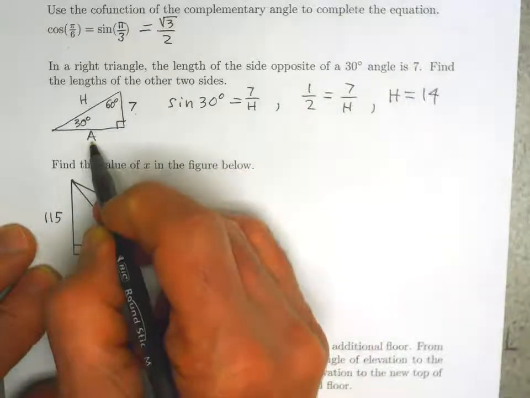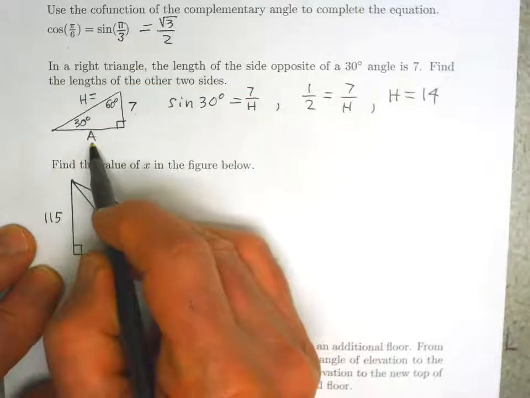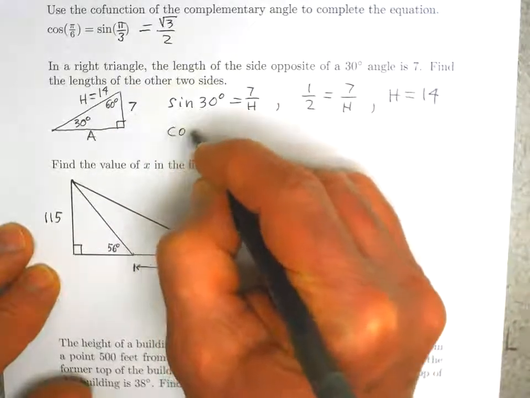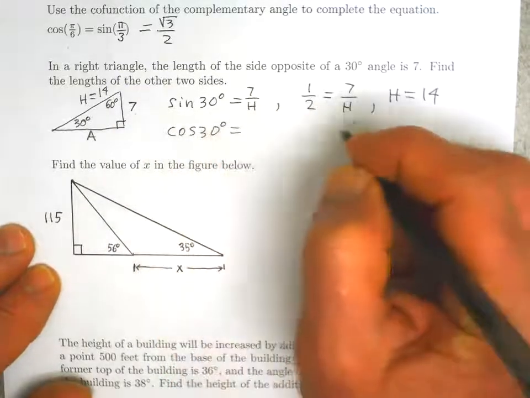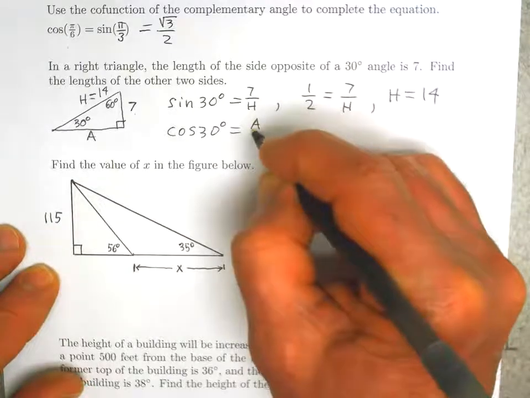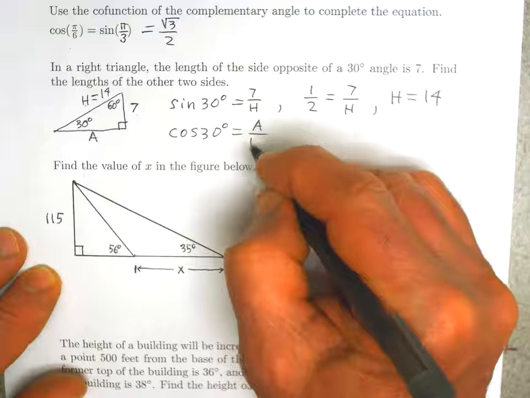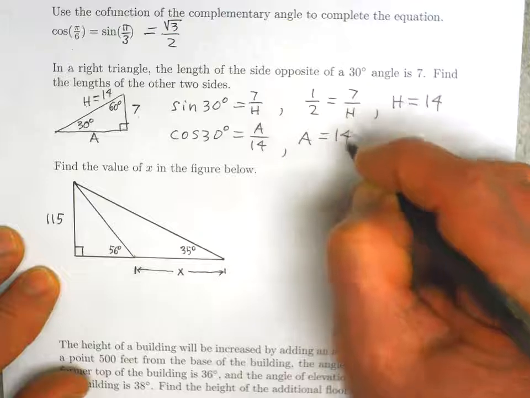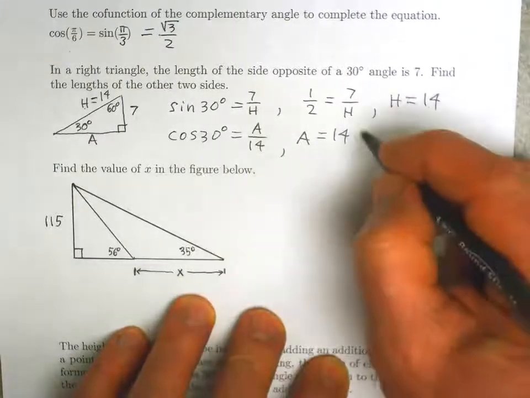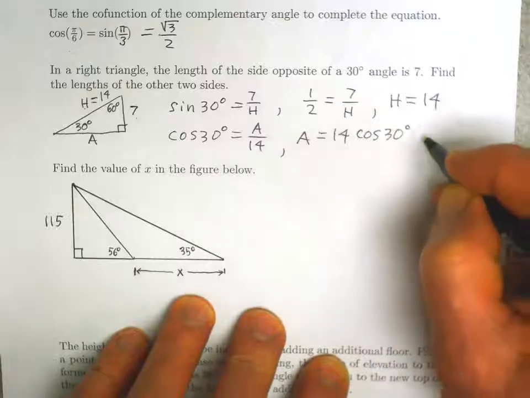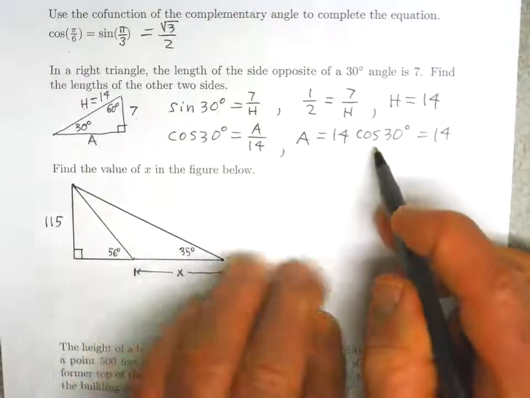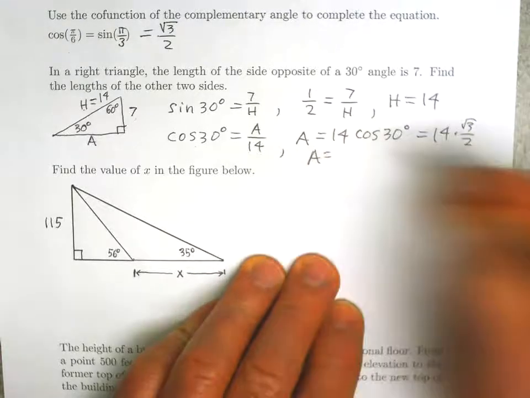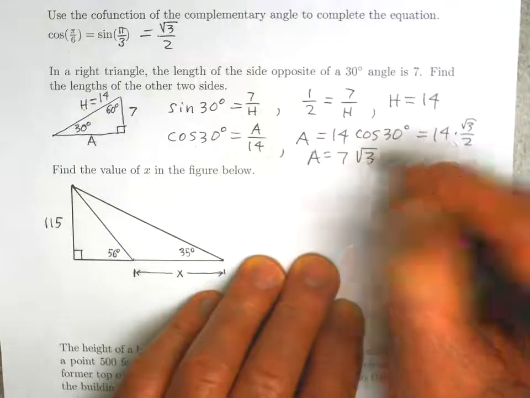To find the length of the other side, so we now know that the hypotenuse is 14, we can use cosine of 30 degrees is equal to the adjacent side, A, divided by the hypotenuse, 14. And so A is 14 times the cosine of 30. I'll go ahead and write that. But the cosine of 30 is the square root of 3 over 2. So A is 7 times the square root of 3.